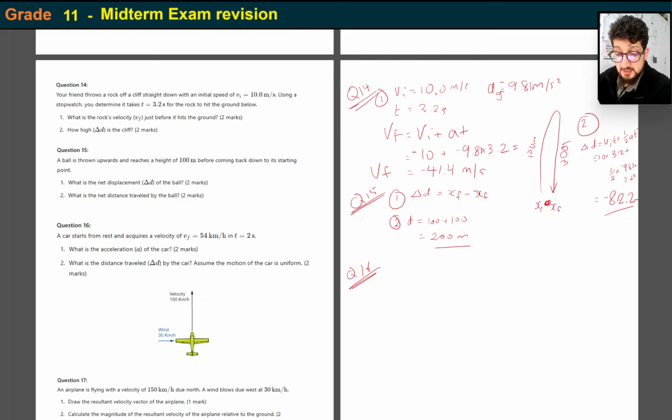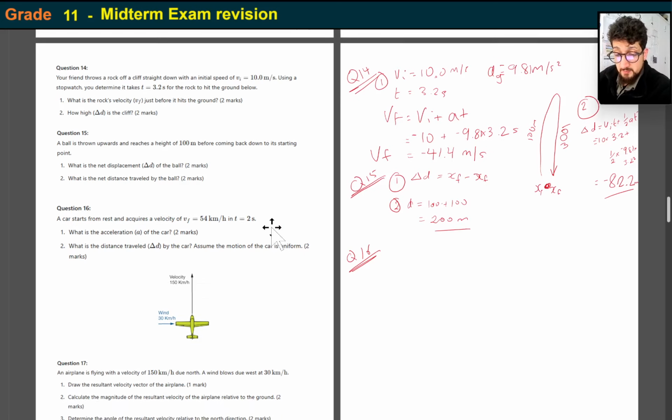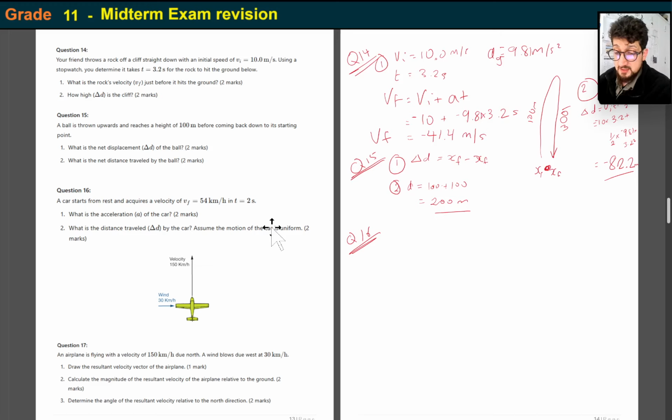Okay, question 16. A car starts from rest and acquires a velocity of 54 kilometers per hour in 2 seconds. Now, that's a very fast car, by the way. What is the acceleration of the car? Okay, so the first thing we need to do is realize that that's in kilometers per hour, and the time is in seconds. So I need to figure out what 54 kilometers per hour is in meters per second.